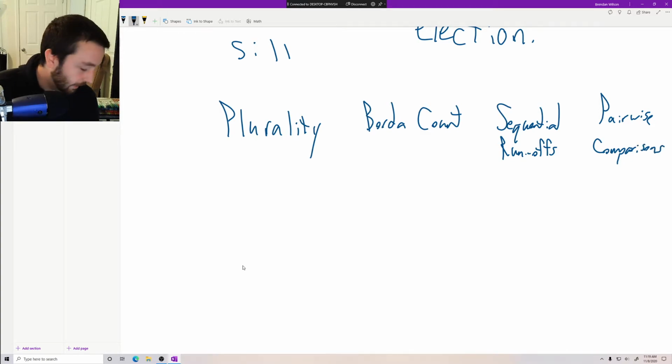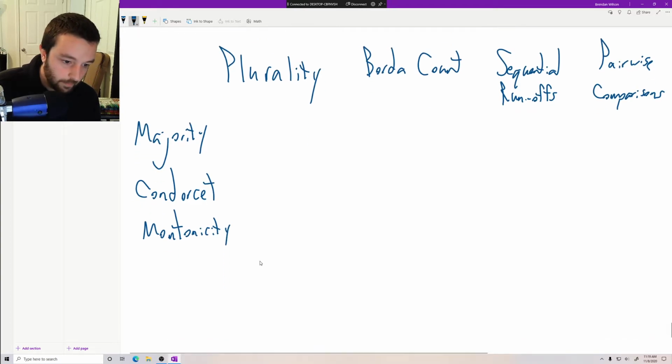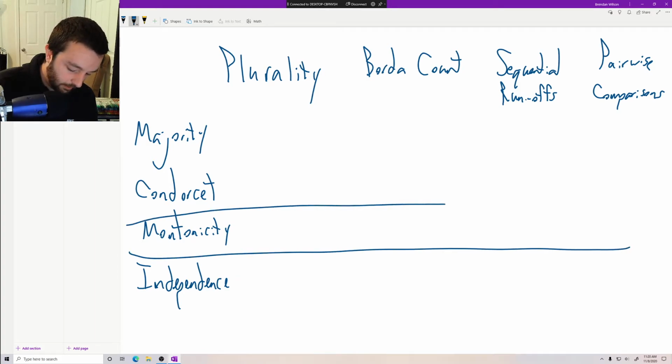And then we have our 4 fairness criteria, which were the majority, Condorcet, monotonicity, and independence. It was the independence of irrelevant alternatives. Okay.